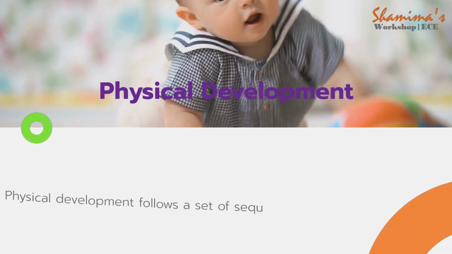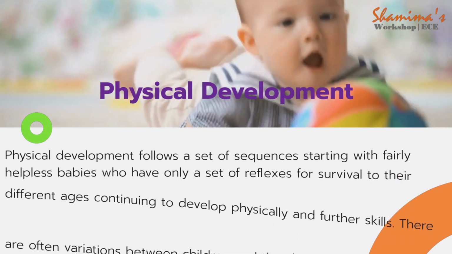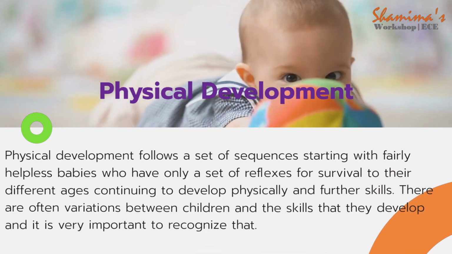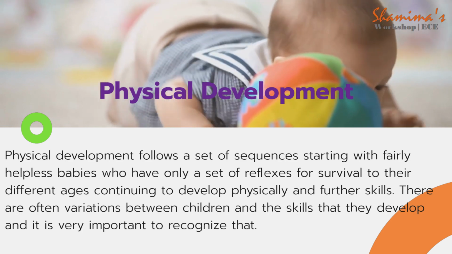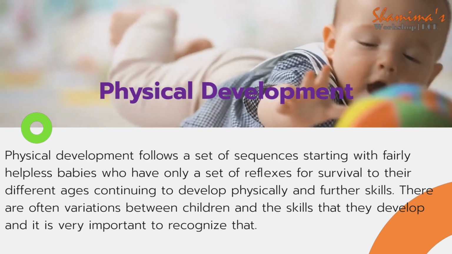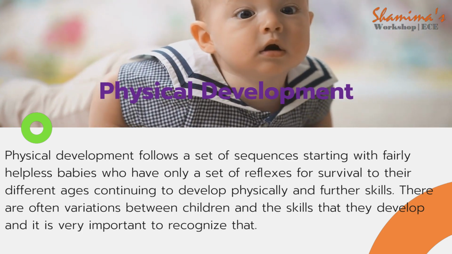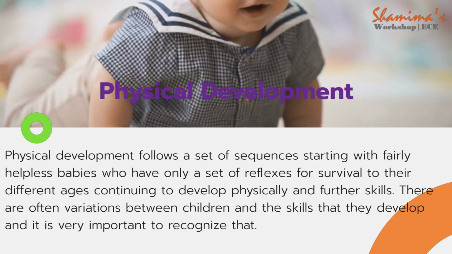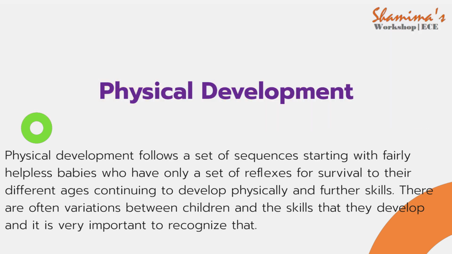Physical development follows a set of sequences, starting with fairly helpless babies who have only a set of reflexes for survival, to their different ages, continuing to develop physically and gain further skills. There are often variations between children and the skills that they develop, and it is very important to recognize that.